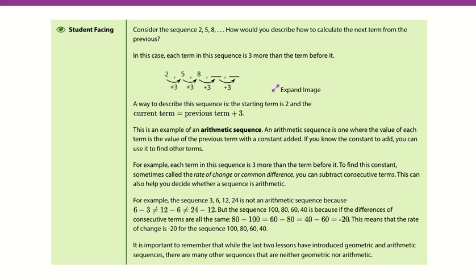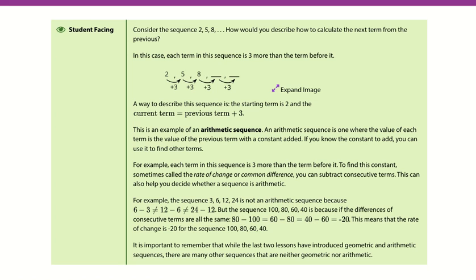And so a way to describe this sequence is we would say the starting term is 2, and the current term, the current term that you're on, depending on where it is, you take the previous term and you add 3. That's an example of an arithmetic sequence.